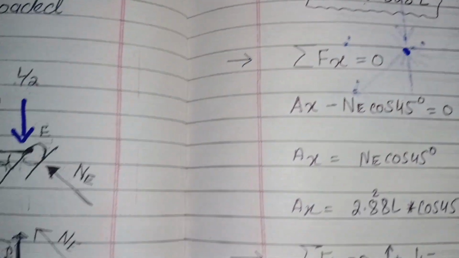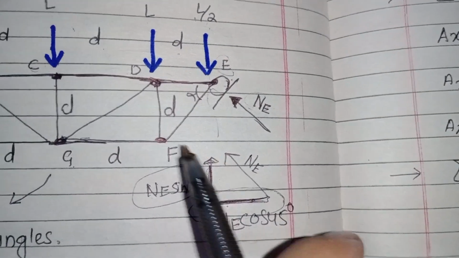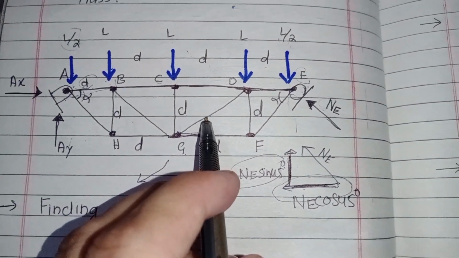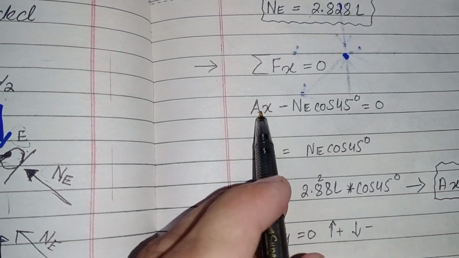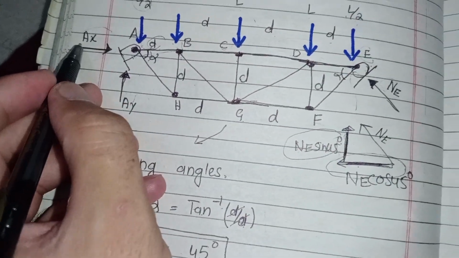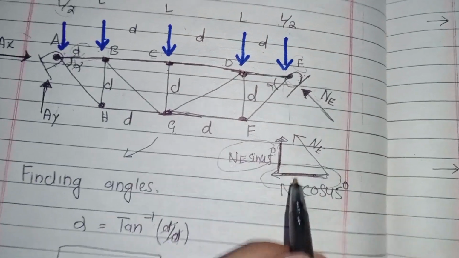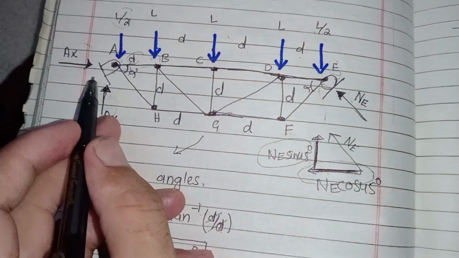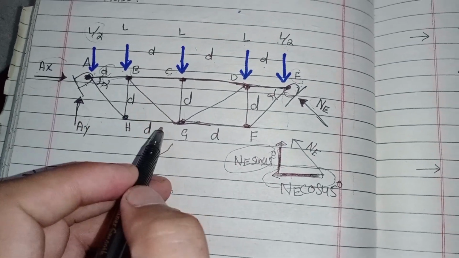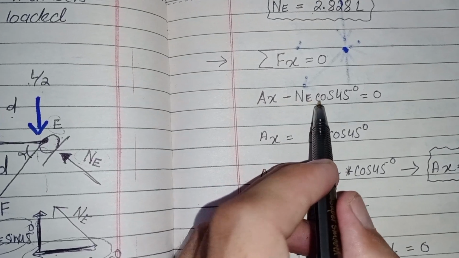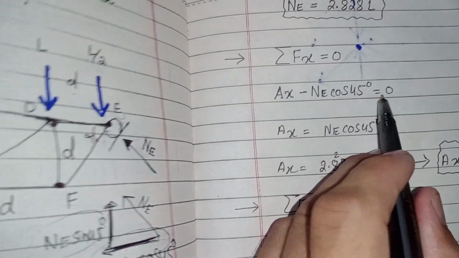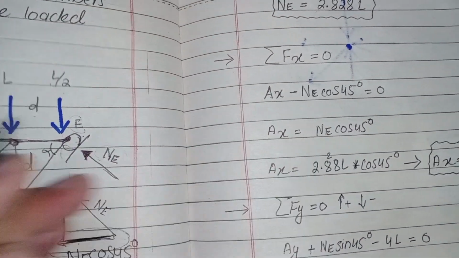Now the second equation of equilibrium is the summation of all horizontal forces acting on this truss. One horizontal force is this AX, and one force is the component of NE, which is NE cos 45. These two forces act on this truss. So AX minus NE cos 45 equals 0, so AX will equal NE cos 45.